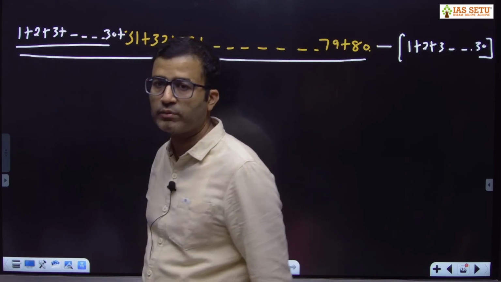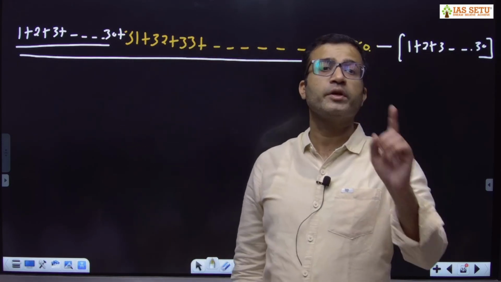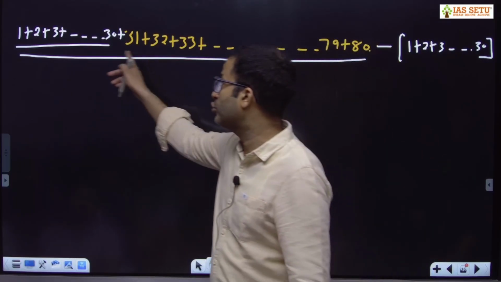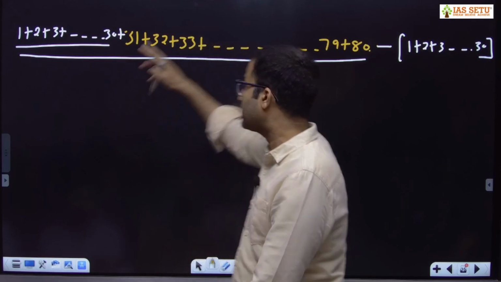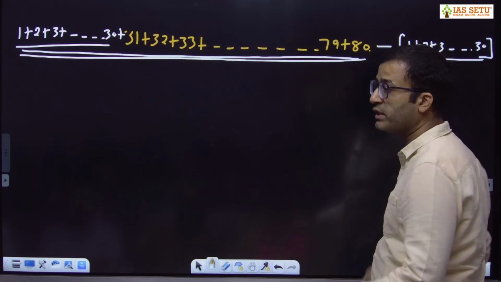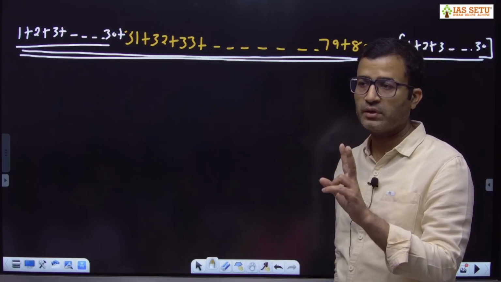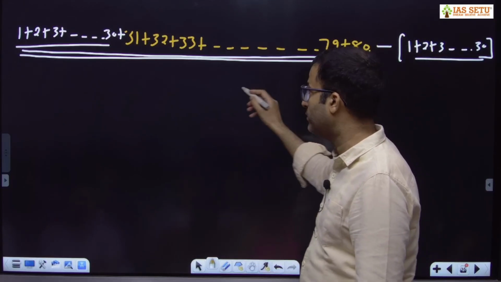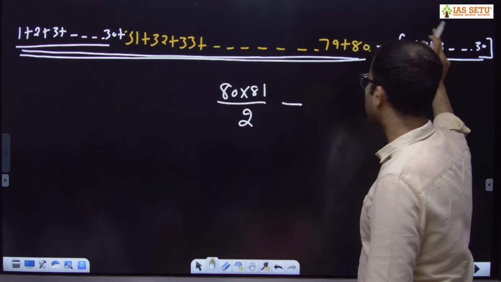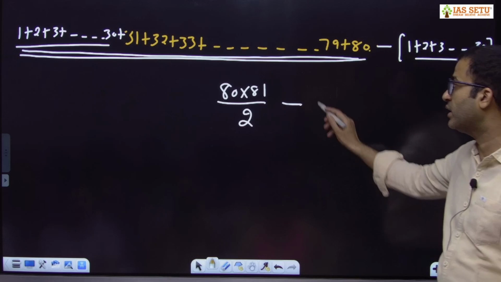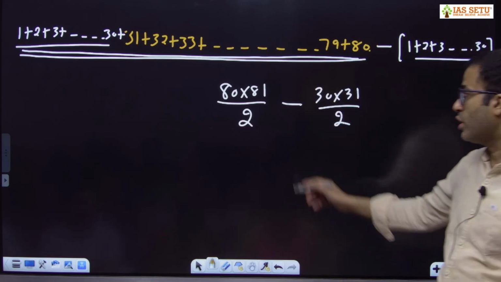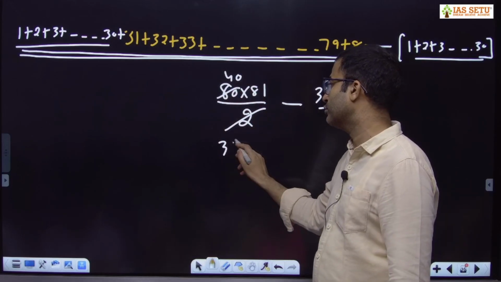You have a question 31 to 80. Directly you can't apply the formula n into n plus 1 divided by 2, because that formula is for the sum of first n natural numbers. So here 1 to 30 is missing, you have to add that, and the same thing you subtract. So now you get two series, 1 to 80 and 1 to 30. You have to apply this formula two times. First you have to find the sum of 80 natural numbers, so it will be 80 into 81 divided by 2, minus the sum of 30 natural numbers, 30 into 31 divided by 2. Now if you solve, this comes 3240, and this comes 465.